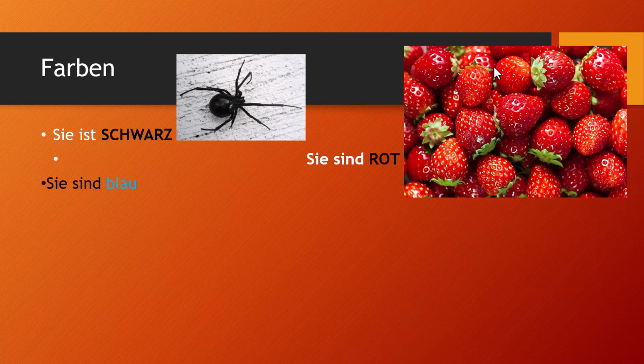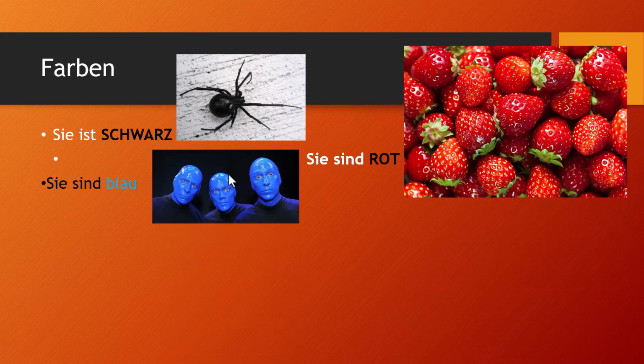Sie sind blau. Das sind die blaue Männer. Ne? Sie sind blau. That's also another way to say that somebody's had a little bit too much to drink. Ach, du bist blau. Means you're drunk. So sie sind blau. There's three of them, that makes it plural. So I'm using they are blue.